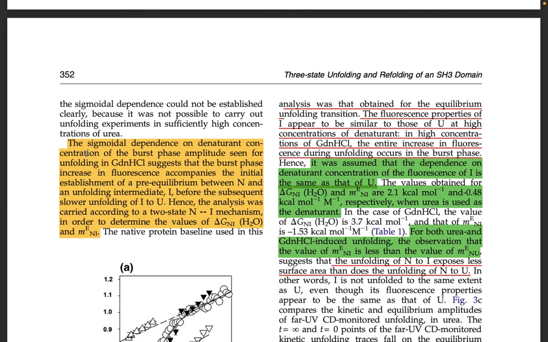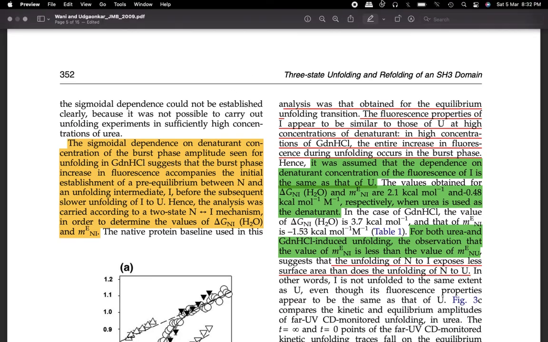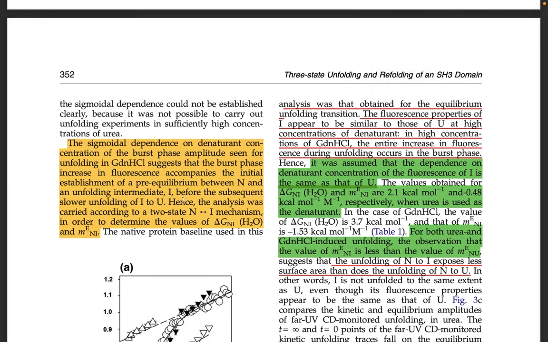So let me repeat it again. The sigmoidal dependence on the denaturant concentration of the burst phase amplitude seen for unfolding in guanidinium hydrochloride suggests that the burst phase increase in fluorescence accompanies the initial establishment of a pre-equilibrium between N and unfolding intermediate I before the subsequent slower unfolding of I to U.